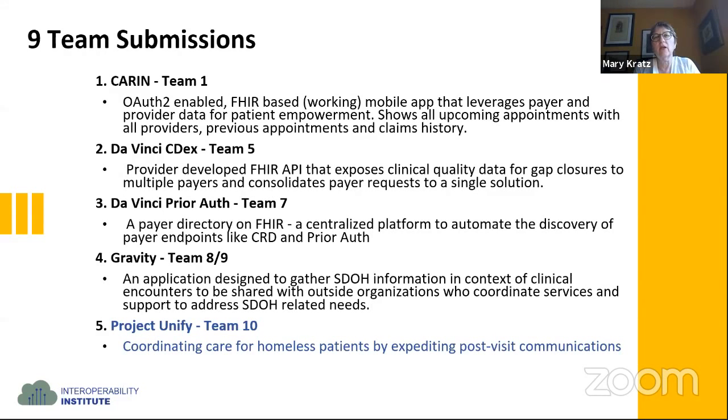The first on Karen, which was a mobile app dealing with consumer access. The second, Da Vinci, is the FHIR accelerator that deals with payer to provider transactions. So I had a couple of different submissions there. One was a provider app looking at closing the gap between those payers and providers. The second was really focused around prior auth. The next team came together around Gravity that looked at solutions for social determinants of health using the HL7 defined implementation guide for housing security.